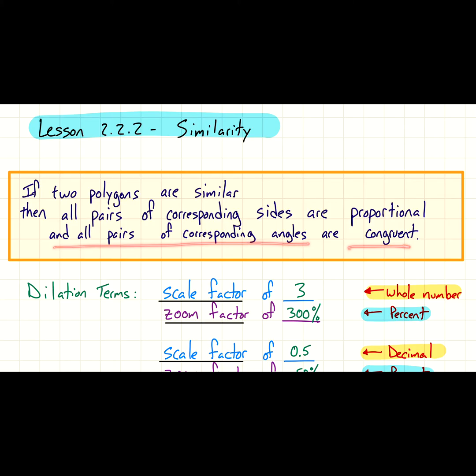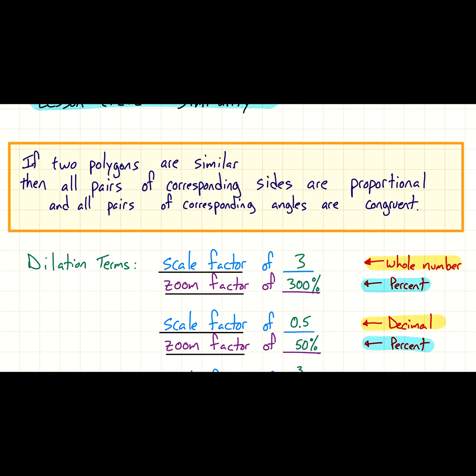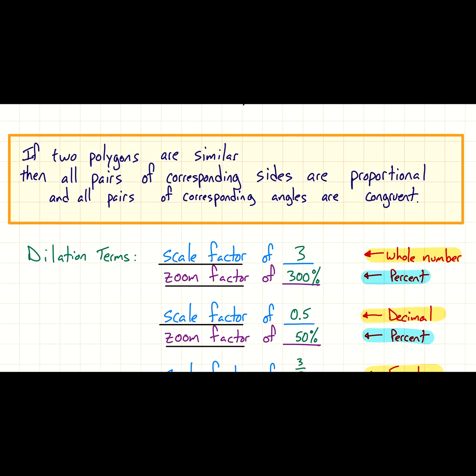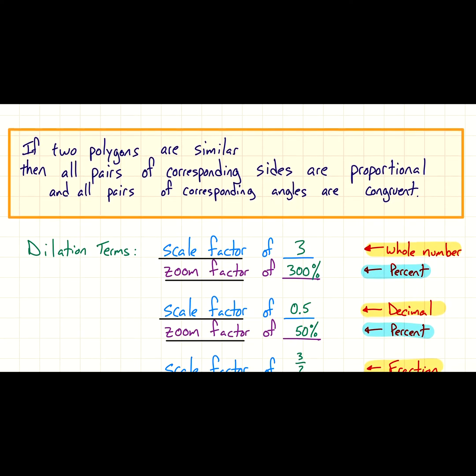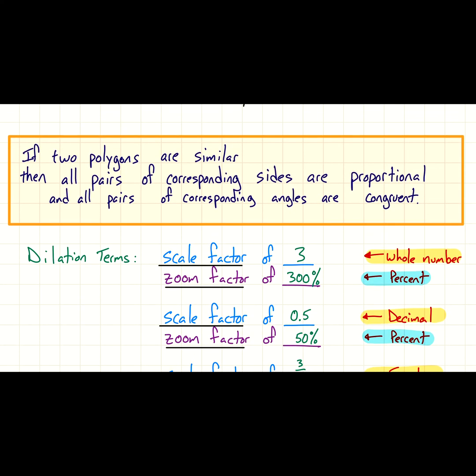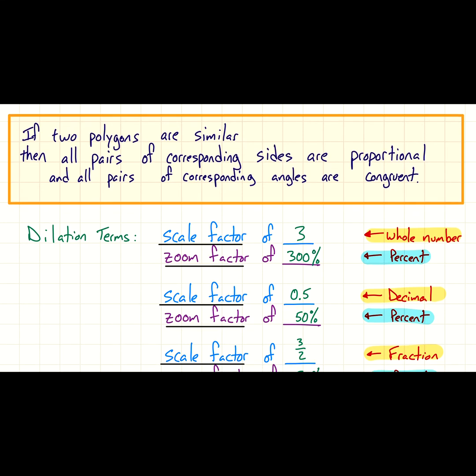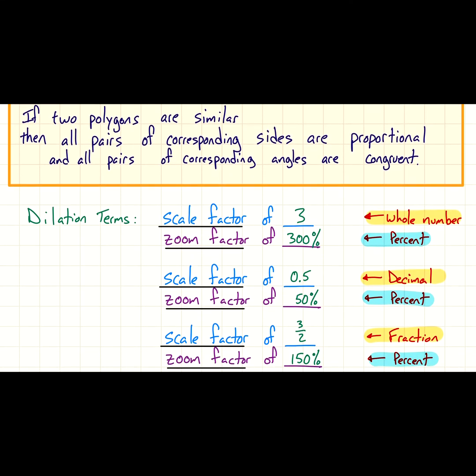All right, so you should be more familiar with the last one, meaning all their corresponding angles, meaning the angles in the same location, will have the same measurement. Okay, so today we're mainly going to be talking about corresponding sides being proportional. In the last lesson we talked about dilations, making a shape bigger or maybe even smaller. And I mentioned some terms last time. I just wanted to review that.